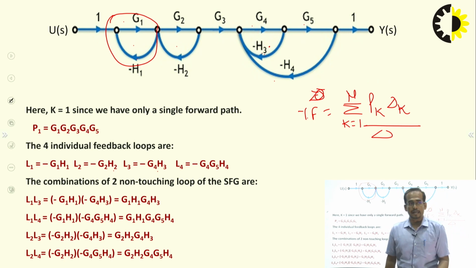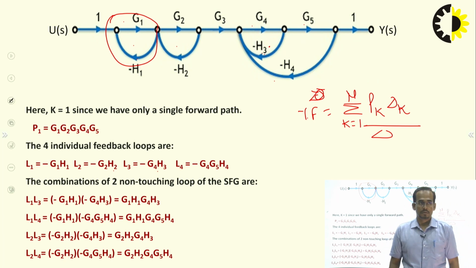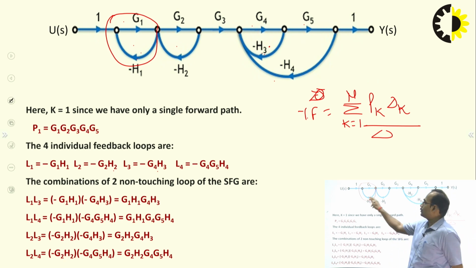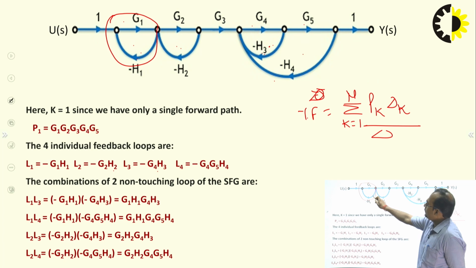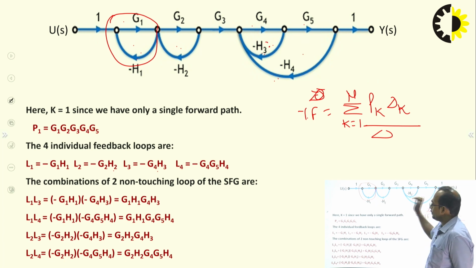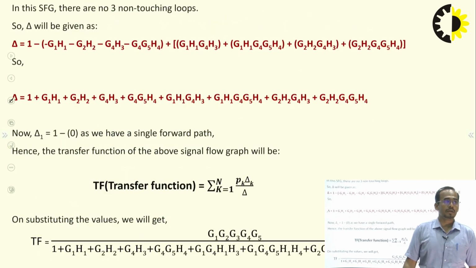Similarly, we can find the 3 non-touching loops. Is there any combination of 3 non-touching loops? No, there is no combination of 3 non-touching loops because this and this loop are touching each other. This and this loop are touching each other. If I make a combination of this, this and this, there is no possibility of getting 3 non-touching loops. So there is no 3 non-touching loop.